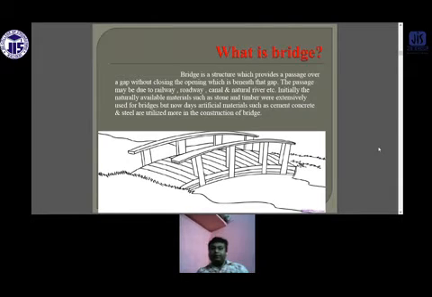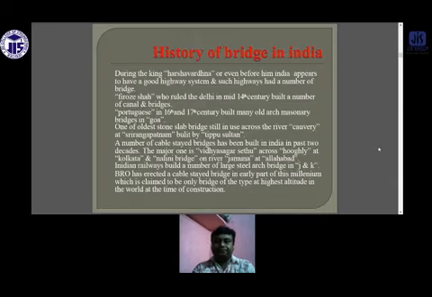What is a bridge? A bridge is a structure which provides a passage over a gap without closing the opening which is beneath the gap. The passage may be for a railway, roadway, canal, natural river, etc. Initially, naturally available materials such as stone and timber were extensively used for bridges, but nowadays artificial materials such as cement, concrete, and steel are utilized more in the construction of bridges.